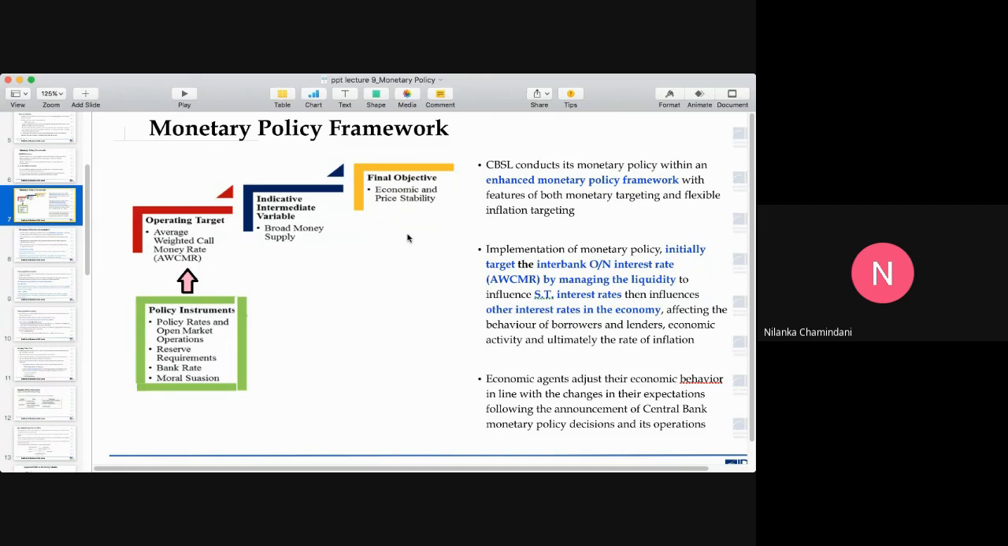It is the weighted average call money rate. Economic agents adjust their economic behavior in line with the changes in their expectations following the announcement of central bank monetary policy decisions and its operation. Before the monetary policy topic goes on, basically, how can central bank operations influence economic activities, right?